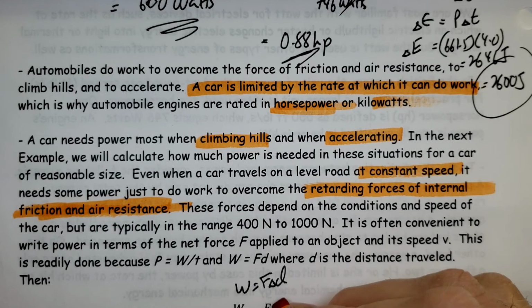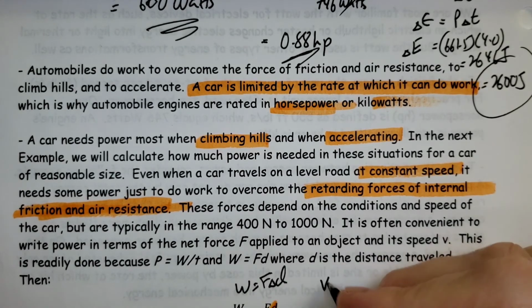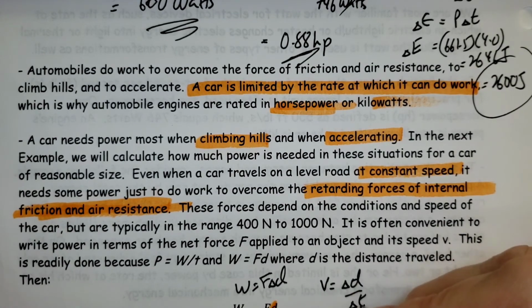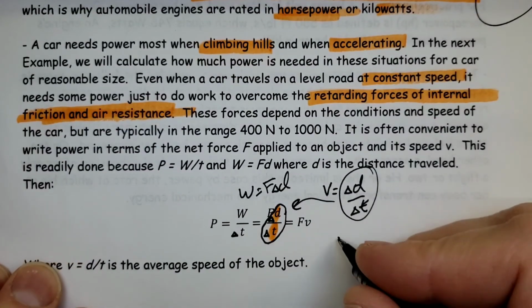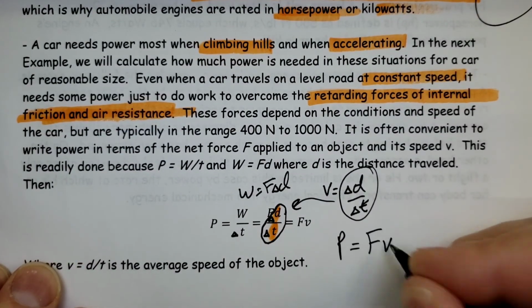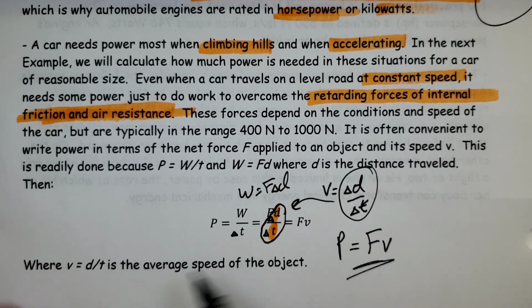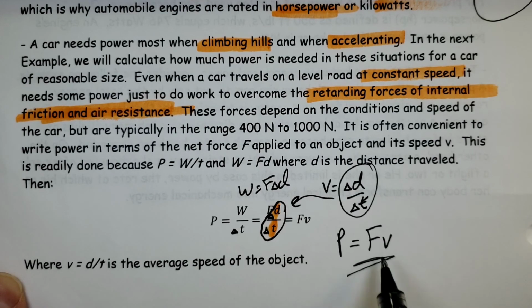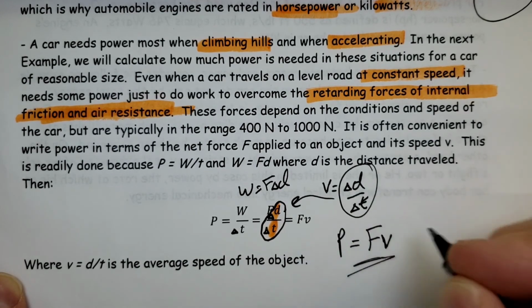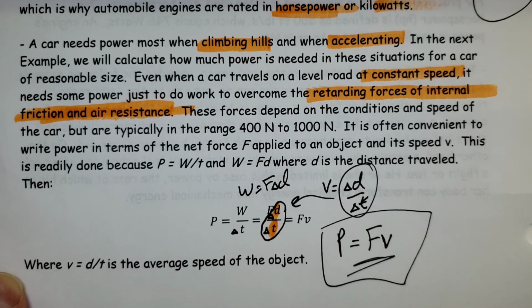And as you recall, from very earlier in the course, average velocity is equal to change in d over change in t. So power can be expressed as force multiplied by constant velocity, because that delta d over t is equal to v. So that's another equation you can write down there for power.